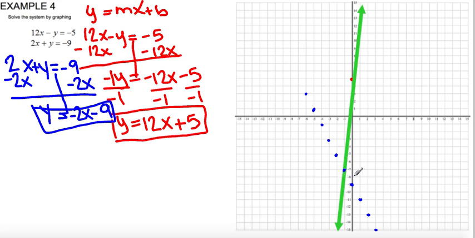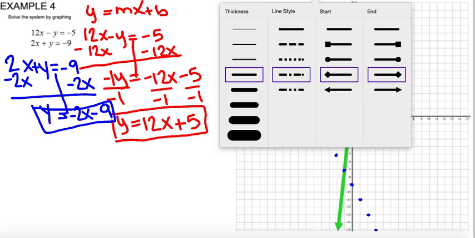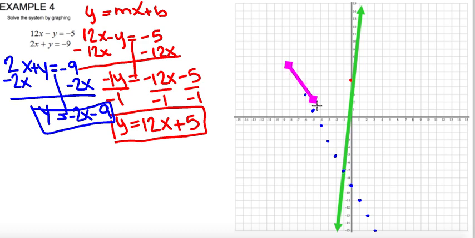The main idea is that the two lines intersect. So now I draw my line, connect my points. And that intersection point is at -1, -7. And that is my answer.